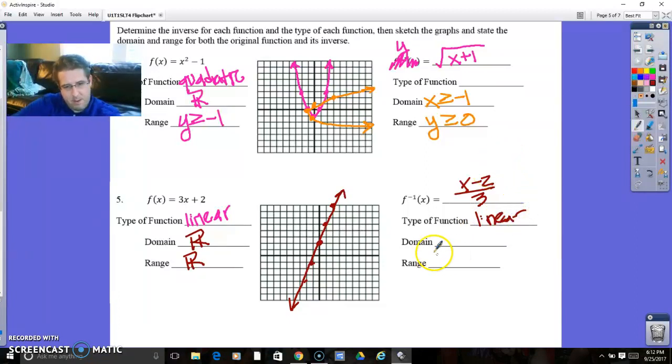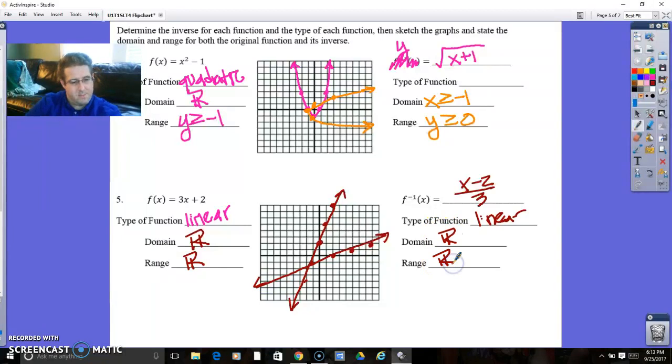L-I-N-E-A-R, there we go, pen finally, and applying the points. (0, 2) becomes (2, 0), right there. (1, 5) becomes (5, 1). Basically, it's going to go up 1 for every right 3: up 1, right 1, 2, 3. It's going to look something like that.